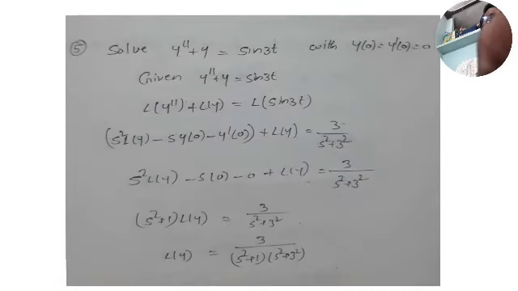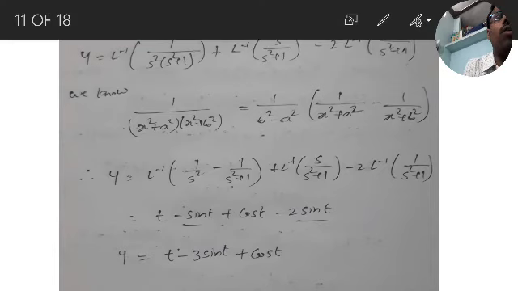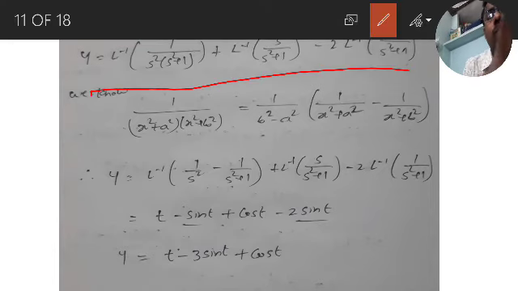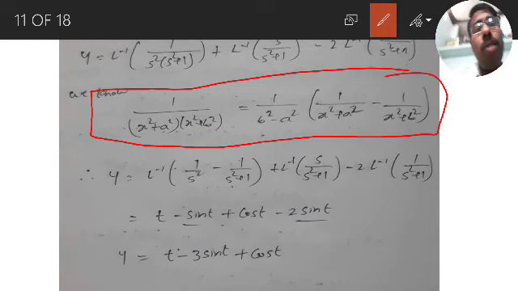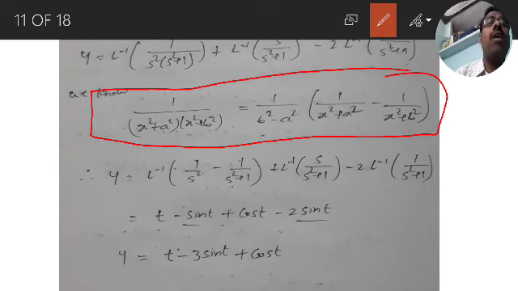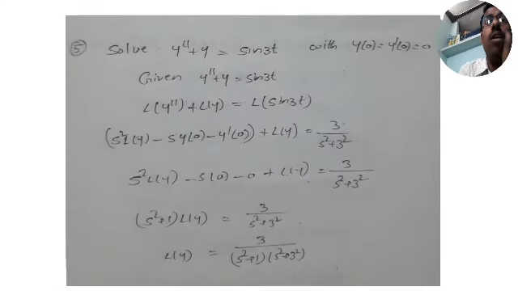Yes, what is the formula you have to use? You have to use this formula. Are you getting? This is the formula. In the first problem itself, we noted it down. So, 1 by (s square plus a square) into (s square plus b square), where b greater than a, is equal to 1 by (b square minus a square) into [1 by (s square plus a square) minus 1 by (s square plus b square)]. Same problem, same formula you are using here also in the next problem.